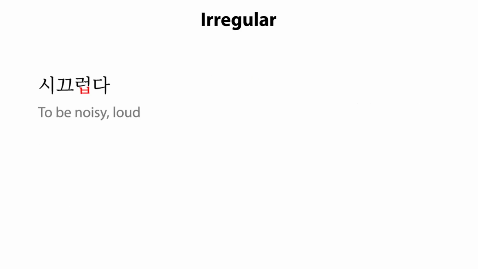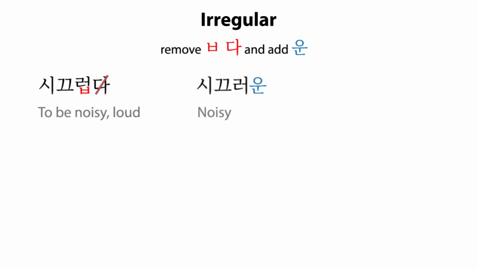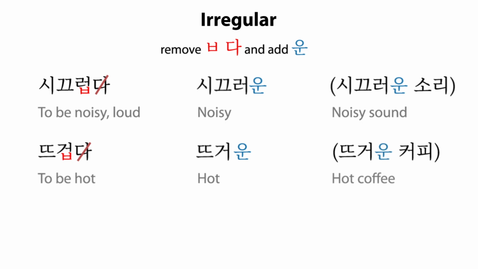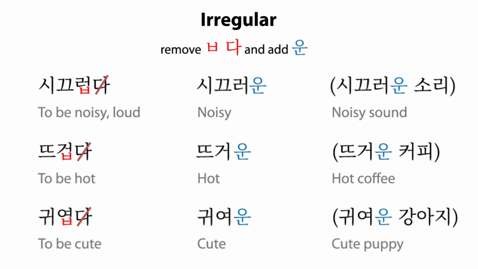There are also irregular adjectives. The irregular adjectives end with a ㅂ letter. For example, 시끄럽다. For these adjectives, remove the ㅂ다 and add 운. 시끄럽다, 시끄러운, 시끄러운 소리, 뜨겁다, 뜨거운, 뜨거운 커피, 귀엽다, 귀여운, 귀여운 강아지.